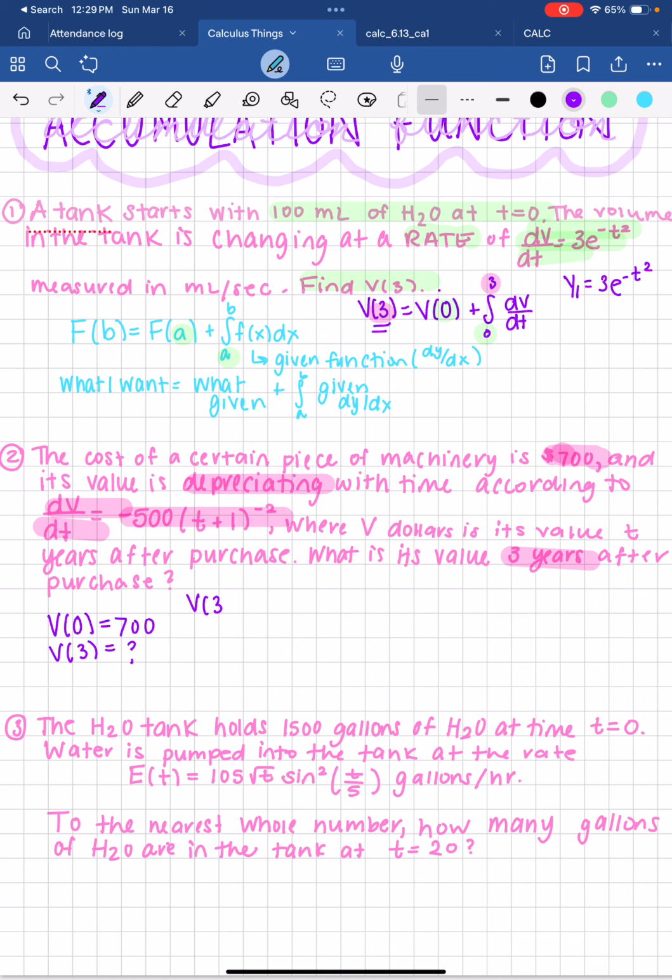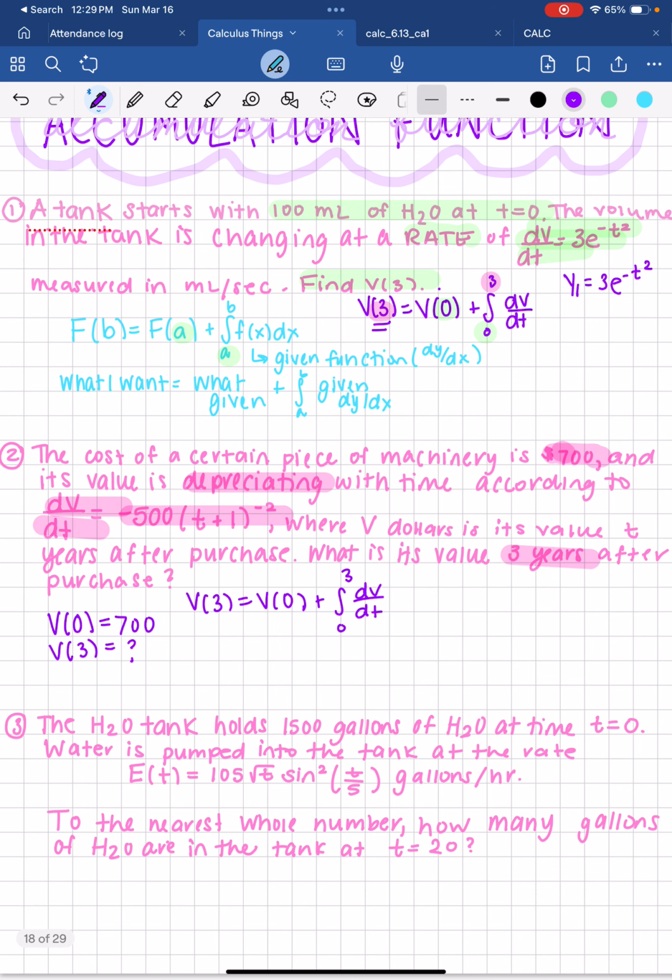So what I want equals what I'm given plus the integral between the two of them of the derivative, dV/dt. So in your calculator, once again, you'd put this in y1, and you would just do 700 plus the integral from 0 to 3 of y1 dx. And that's going to give you the final value, which obviously should be less than 700 because we're depreciating.